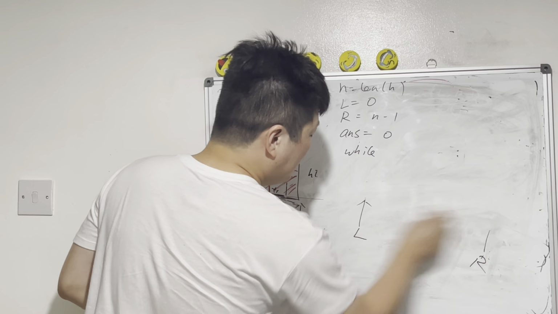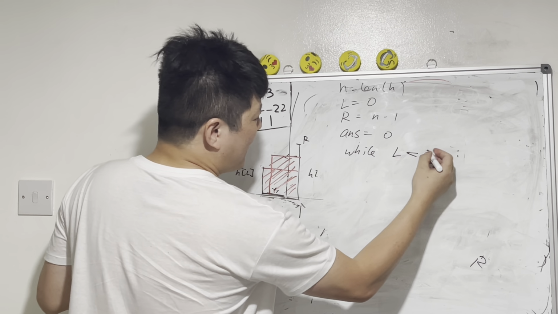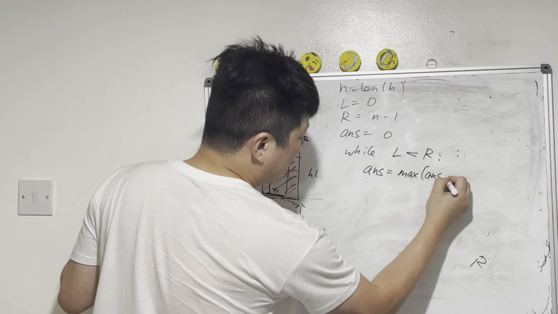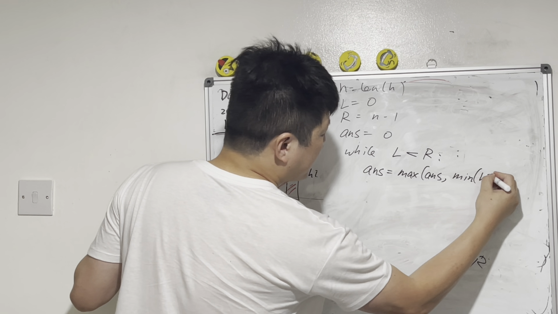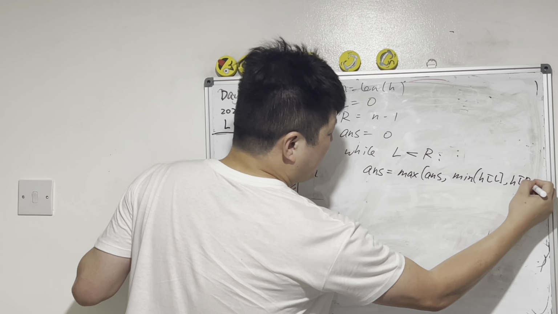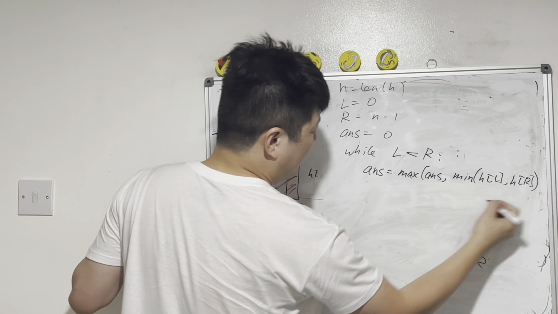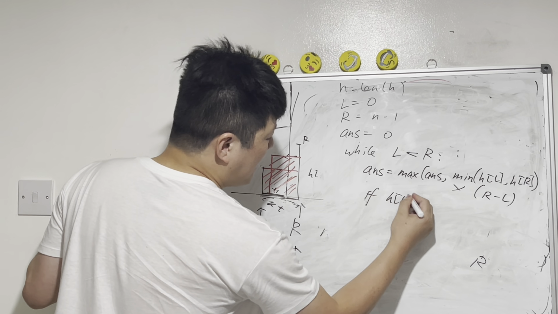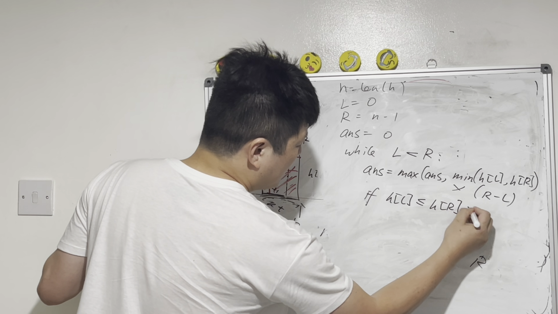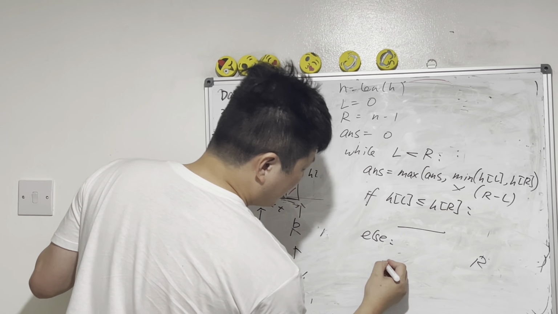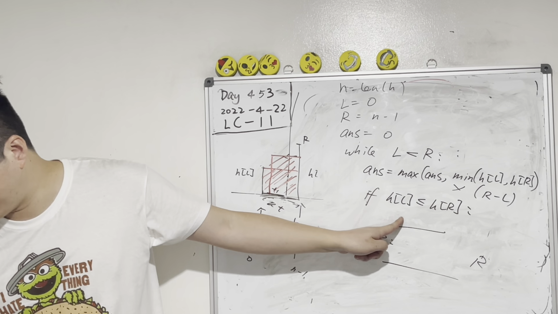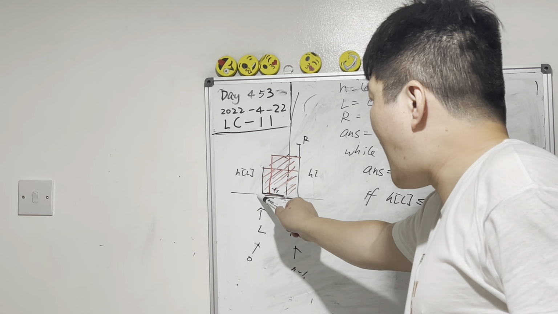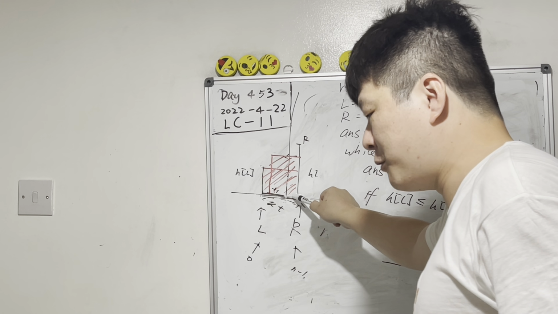Now here, L is smaller than R. The answer is the same thing: we are trying to maximize the answer, and the volume is determined by the lower bar, min of HL and HR, times R minus L. Look, if HL is smaller than or equal to HR, what should we do? Else, what should we do? If the height at L is smaller than the right, which one should we move?